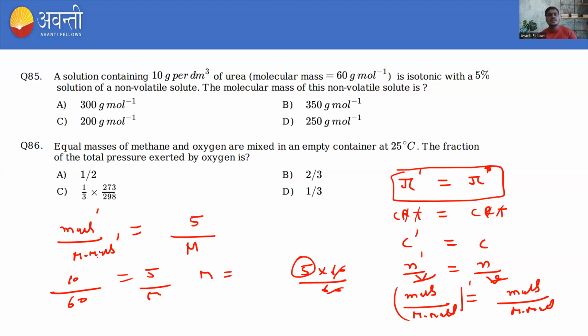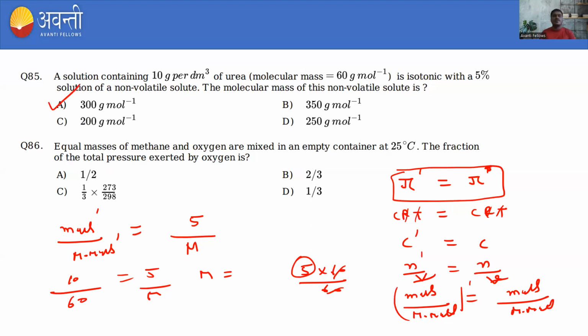Now, in this question, the mass is 10 gram per decimeter cube. So what do you mean by this term? 10 gram per decimeter cube, right? So you have to multiply this thing by 100. So finally, you'll get the answer as 300 gram per mole.